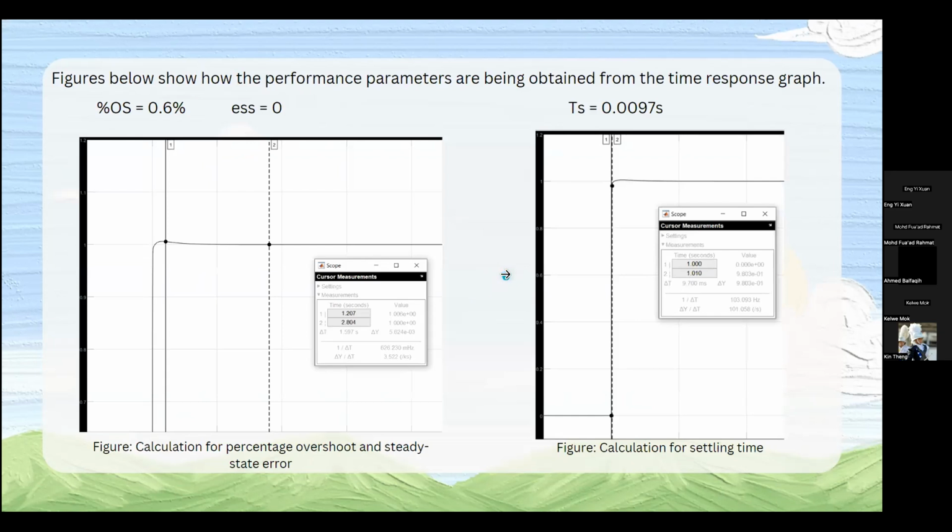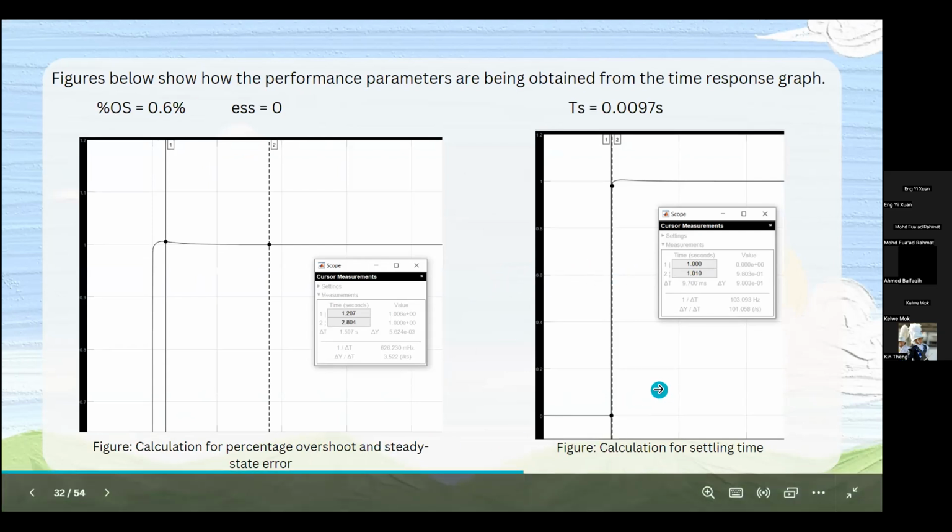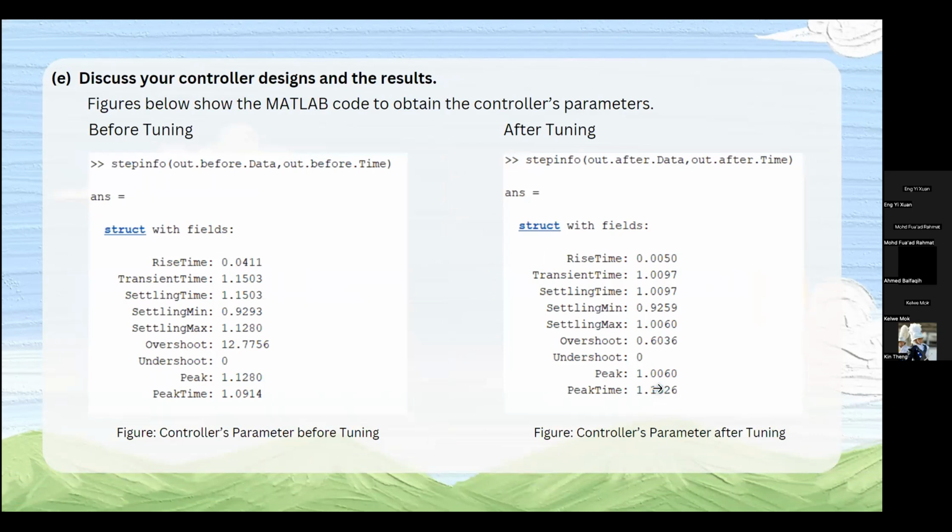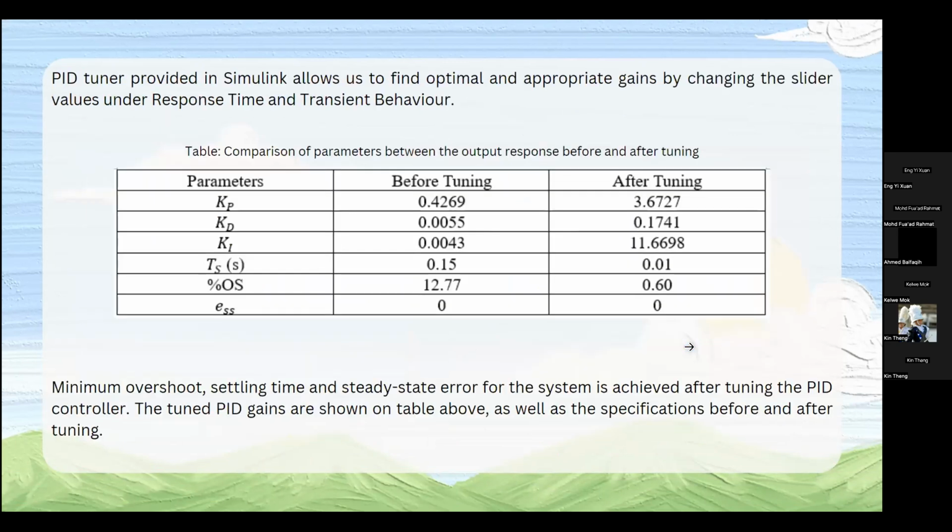And then we use the cursor on the oscilloscope to measure the overshoot percentage, steady state error, and also setting time. And then to verify our result, we use the MATLAB code to obtain a more precise value. And we can see that the setting time and overshoot are improved significantly. Here is the table that compares the three performance measures we want to obtain, and we can see they are almost 0, and the new proportional gain, derivative gain, and integral gain are also shown here. So we can conclude that the PID tuner can let us obtain the best possible specification.